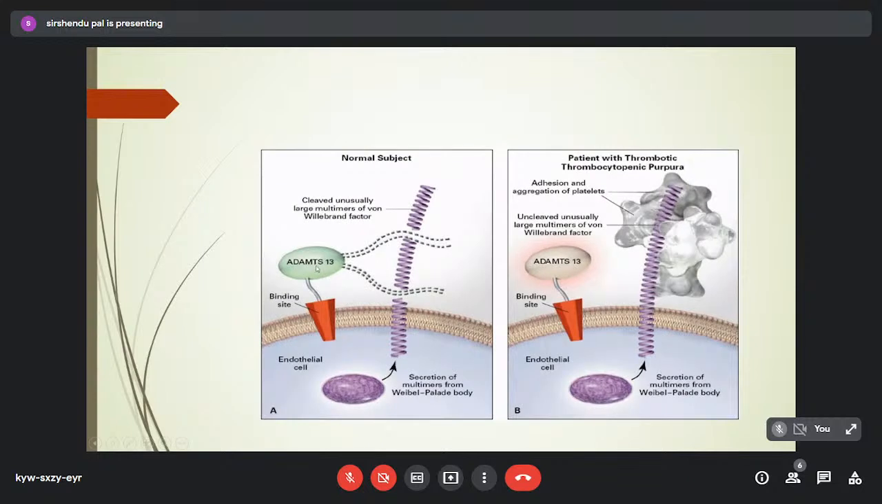In normal subjects, the ADAMTS13 causes lysis of these large multimers of von Willebrand factor, but in a patient with TTP, there is deficiency of the ADAMTS13 and cleavage of these large multimers of von Willebrand factor does not occur, which will cause adhesion and aggregation of the platelets and thereby causing formation of microthrombi and thrombotic disorders.